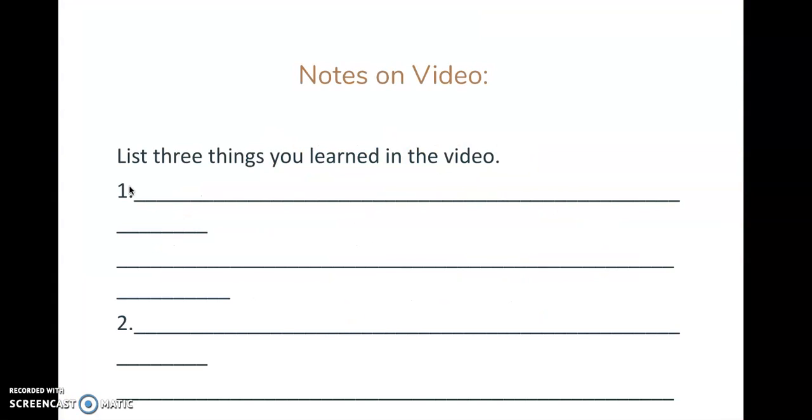First things first, you have to watch that Symphony of Science video. List 3 things that you learned in the video. Go ahead and press pause, type in the things that you have learned. This can be found in your Google Classroom. You need to do this to get credit for watching this video. Go ahead and press pause and fill in the 3 things you have learned.